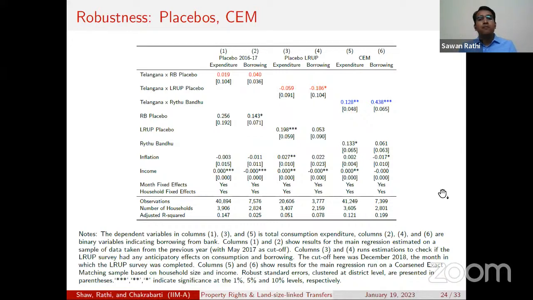Finally, we do coarsened exact matching, where we match the treatment and the control group and make them more closer based on the household size and income. And we find that with the proper matching, the coefficient, which if you remember was 11.9, has actually increased to 12.8 percentage, and this was 41 before. It has increased to 43.8 percentage points. So better control group or better matching of the control group is actually improving our results, just showing that the identification strategy is pretty strong.